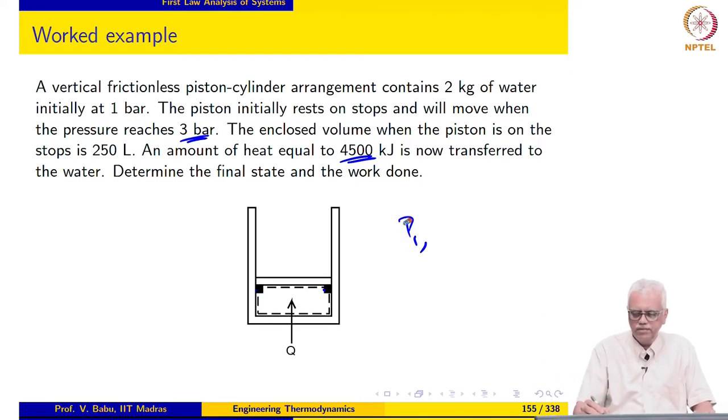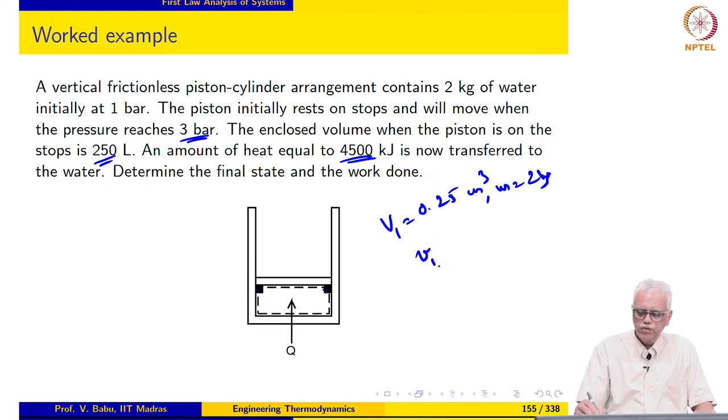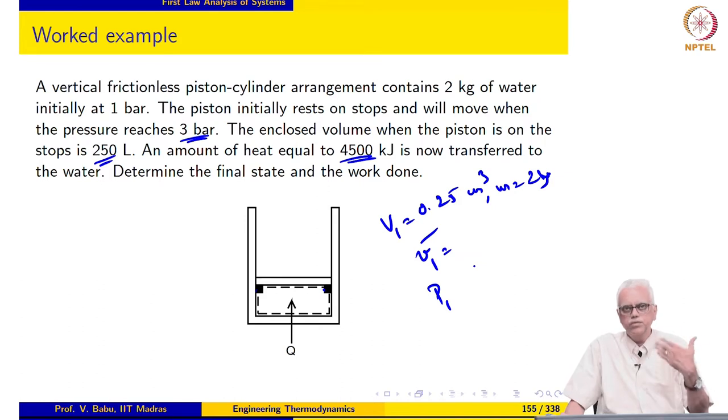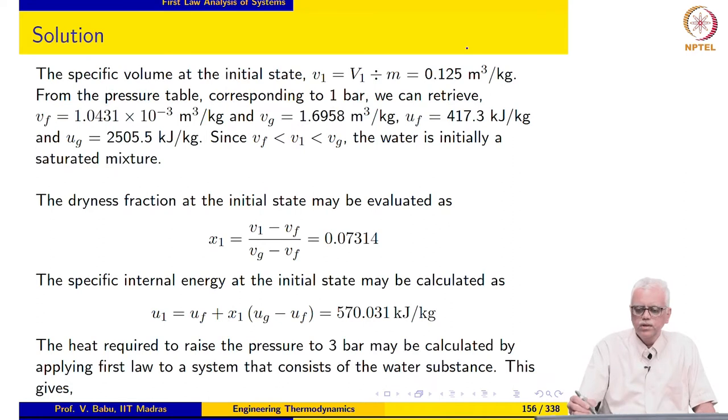The initial state: we have the volume, which is known. So V1 equals 0.25 m³. Mass is also known, 2 kg. So the specific volume is known at the initial state, and the pressure is also known at the initial state. With these two pieces of information, we should be able to locate the initial state. The specific volume at the initial state is 0.125, and the pressure is 1 bar.